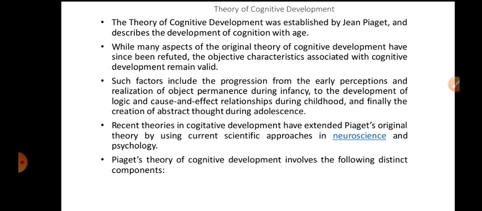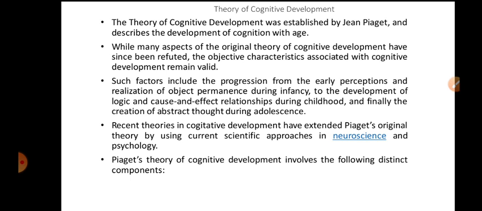While many aspects of the original theory of cognitive development have since been refuted, the objective characteristics associated with cognitive development remain valid. Such factors include the progression from the early perceptions and realization of object permanence during infancy, to the development of logic and cause and effect relationship during childhood. It's mainly a study about the human mind from infancy and childhood to adolescence and till the adult, how it grows.